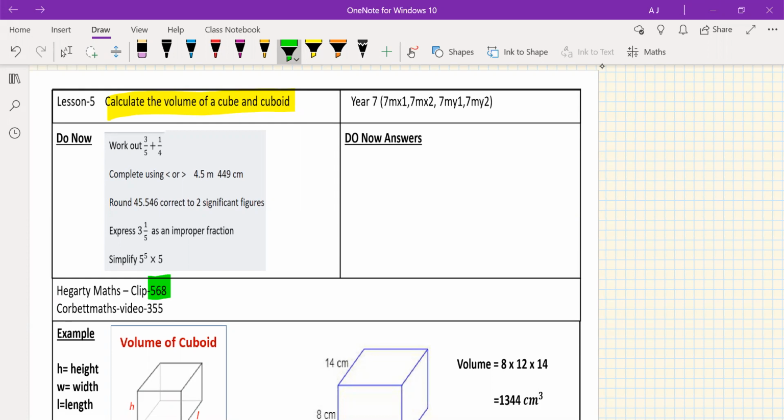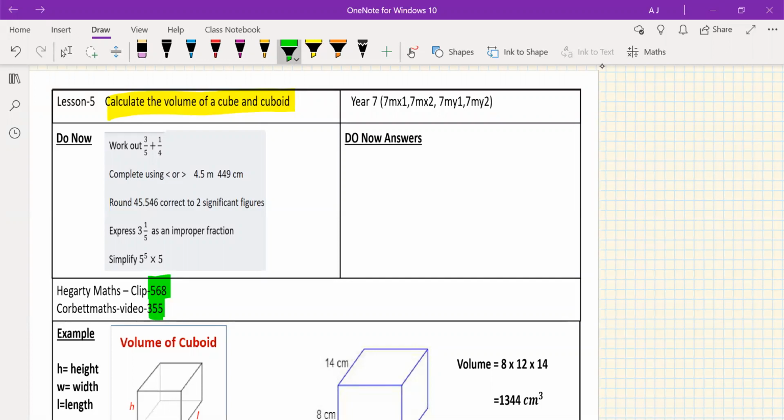And also, if you have a bit more time on your hands, as an extension task, please go to the Corbett Maths video clip number 355, and they've got some more extension work there as well. So please do those 2 tasks once you finish this booklet.